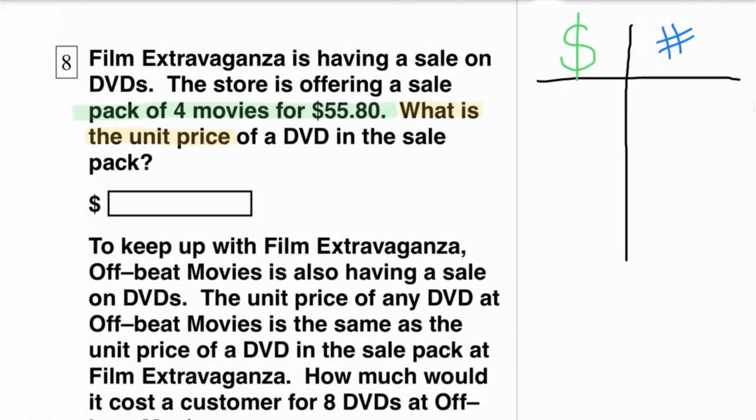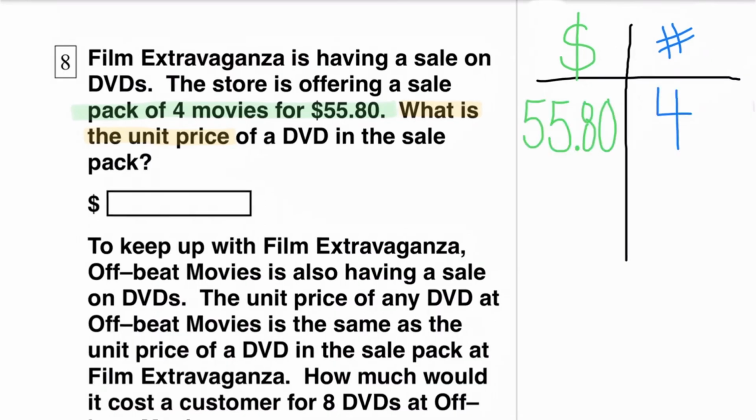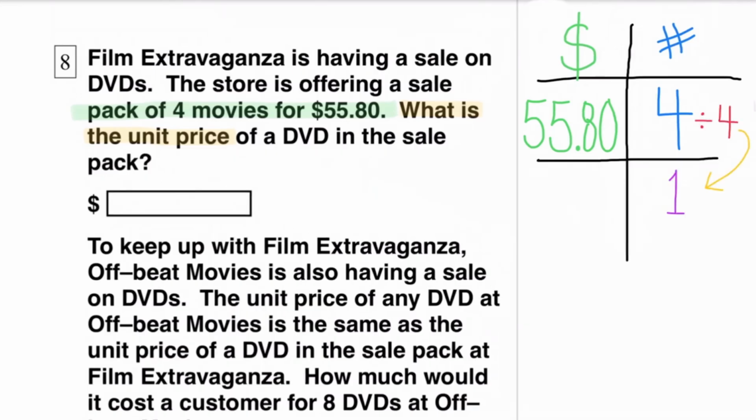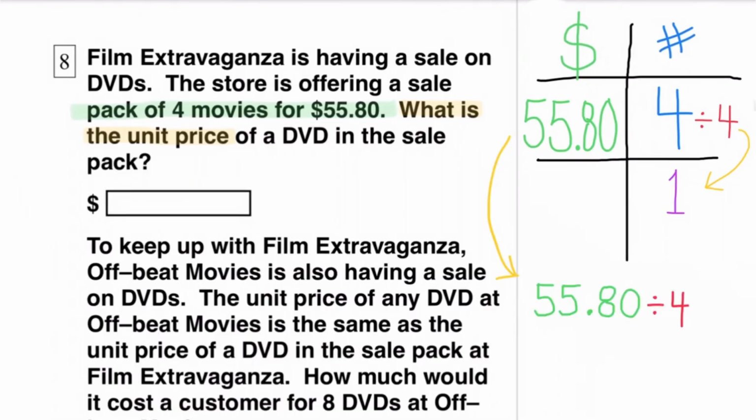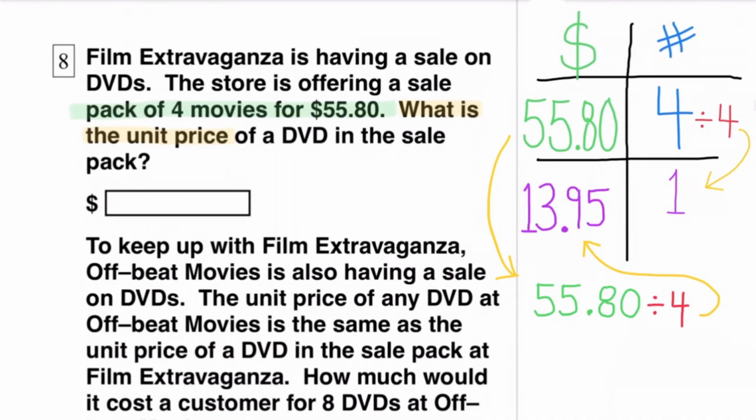I'm making a table with the dollar amount on the left-hand column and the number of DVDs on the right-hand column. The information tells us that you can get 4 DVDs for $55.80. In order to know the unit price, I need to divide 4 by 4 to get 1 DVD, and I need to divide $55.80 by 4. $55.80 divided by 4 is $13.95. The unit price for 1 DVD at Film Extravaganza is $13.95.